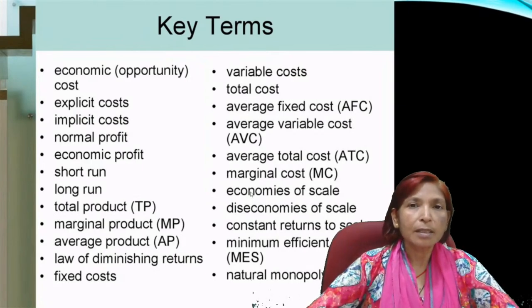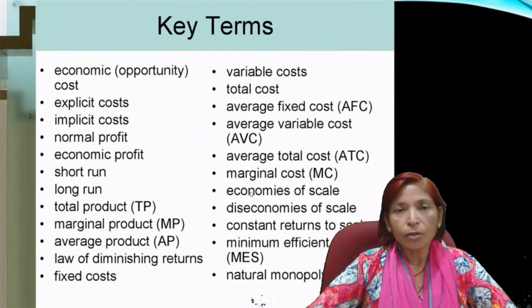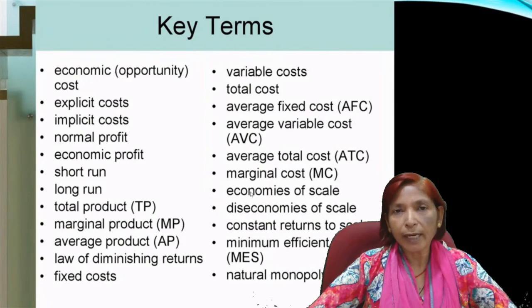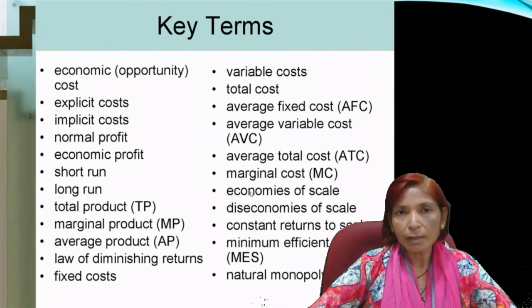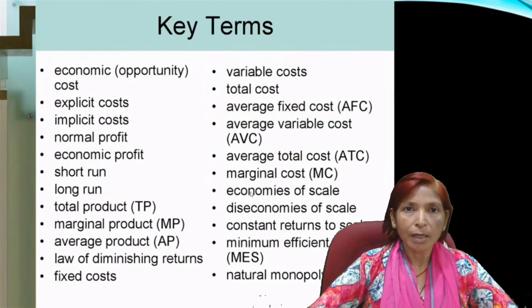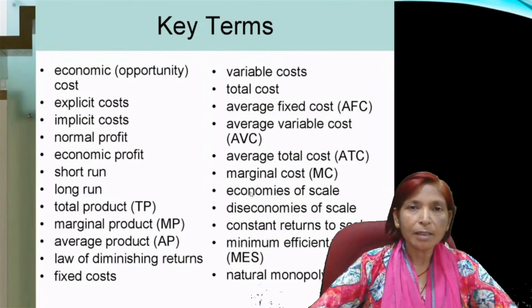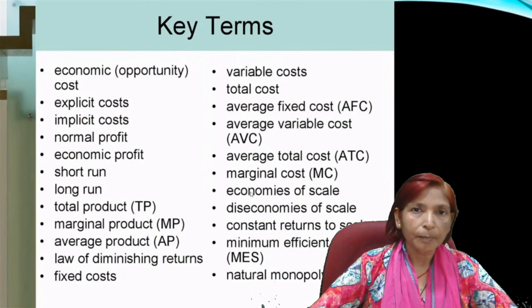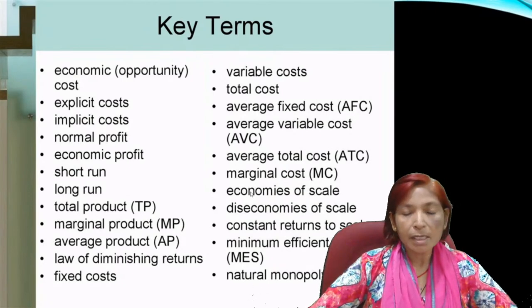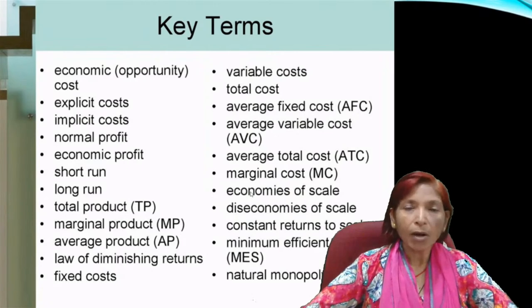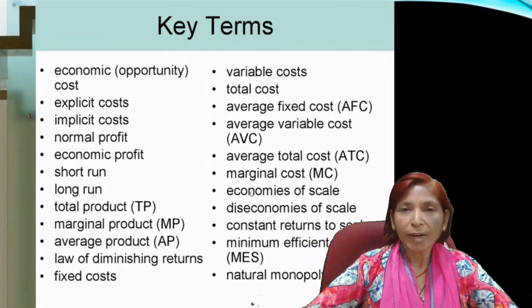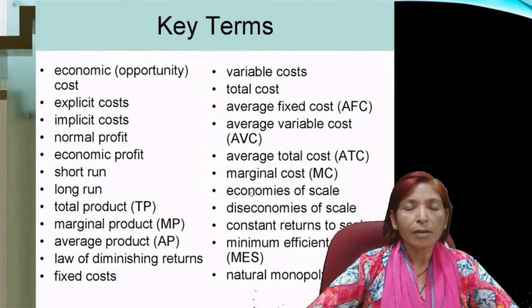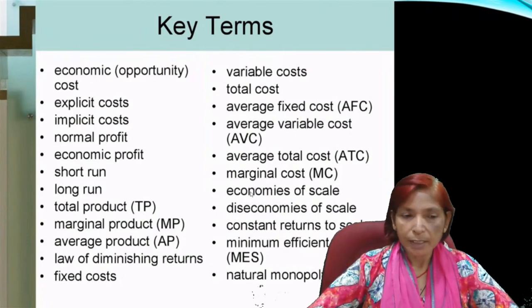Now next term is short run. You know that short run is the short time period. Marshall has classified time period into three categories. One is very short run, next is short run, other is long run. In very short run, nothing can be changed, but in short run, some factors can change, but those factors which are called fixed factors, they can't change in short run. And long run is the very long time period in which all factors of production are perfectly variable and all factors of production can easily change simultaneously.